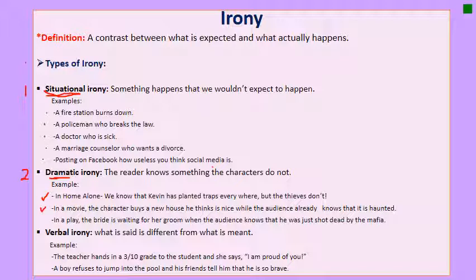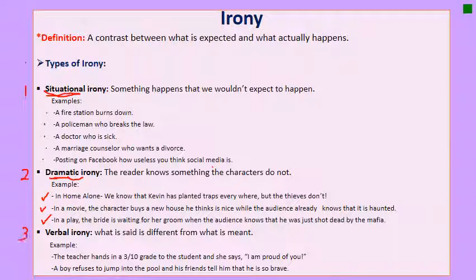In a movie, the character buys a new house he thinks is nice while the audience already knows that it is haunted. In a play, the bride is waiting for her groom when the audience knows that he was just shot dead by the mafia. So just like when you're watching a movie or a series, this happens all the time, and we call it dramatic irony. You know something that the characters don't.